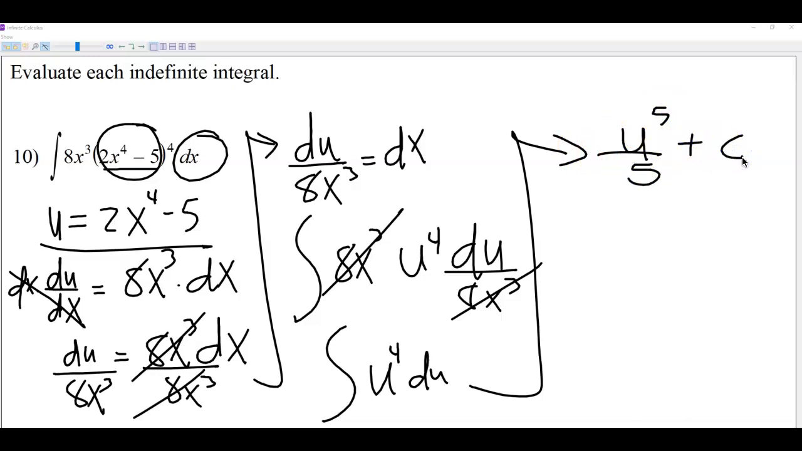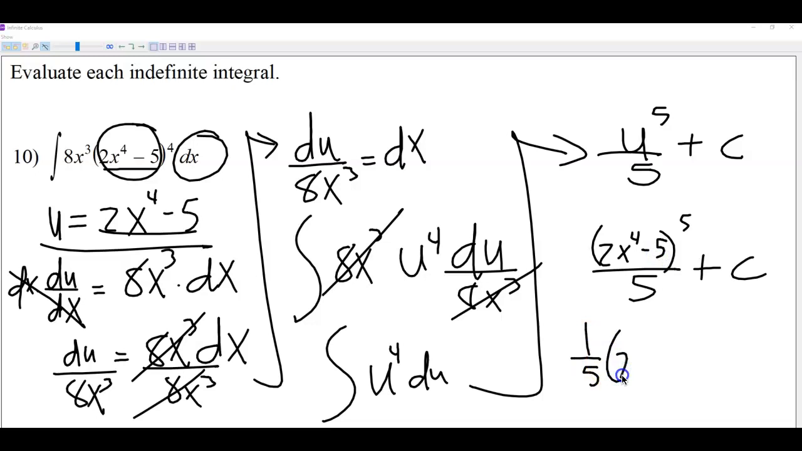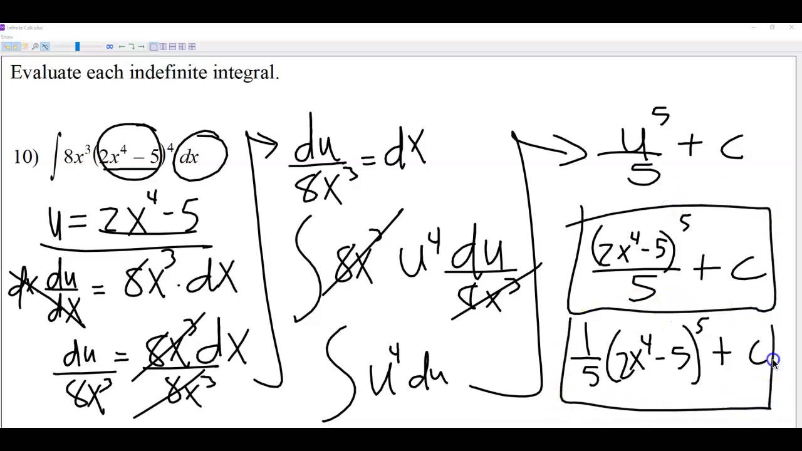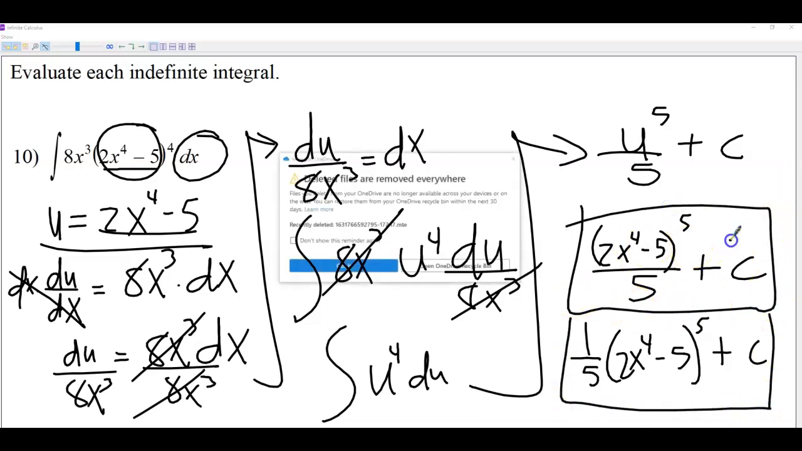Now the last thing we have to do is replace the u once again. The u is 2x to the fourth minus 5. So we're going to put that value back in place of the u now. And there you go. Now another way this answer can be written is like this, just so you know. Instead of being put over 5, you can write it as being multiplied by 1/5, which is the same thing. Either one of those are acceptable final answers. All right, let's go ahead and take a look at the next one.